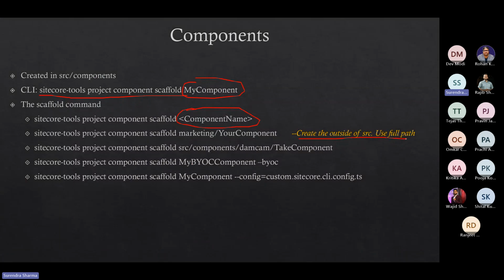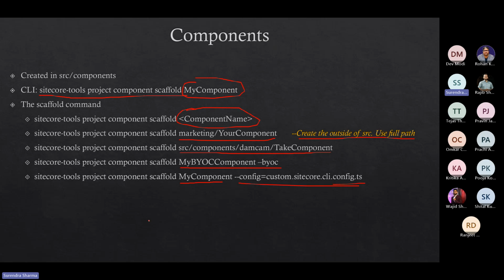So I have highlighted here that it's going to be created outside the source. So if you want to create it inside the source, then provide the complete path here. If you want, you can create your bring your own component type of component that are native to XM Cloud. So that also you can create. And if you want, you can create your component, and for that you can provide your own scaffold files as well. Now, what is this?